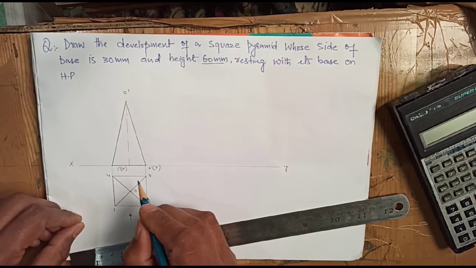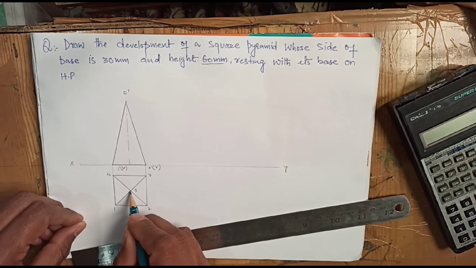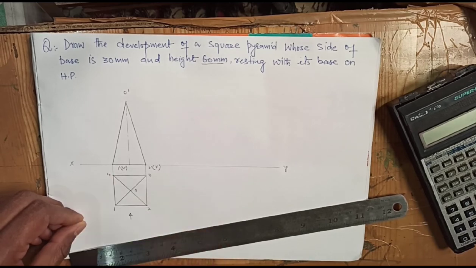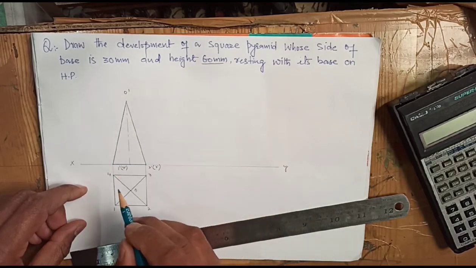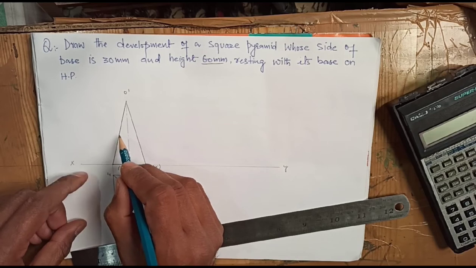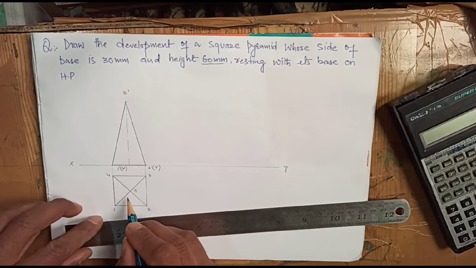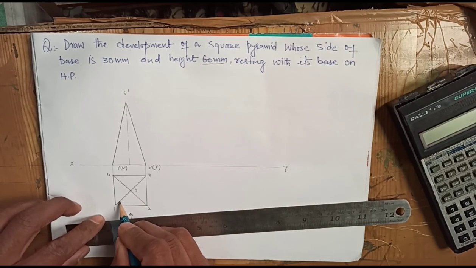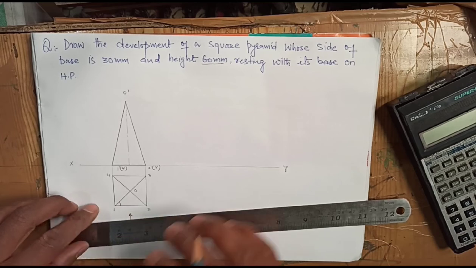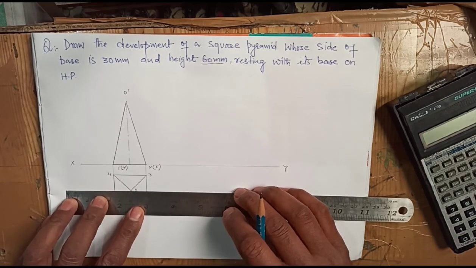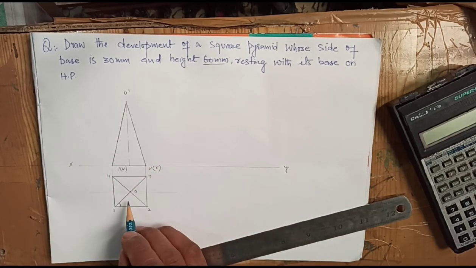But there is one more thing we have to keep in consideration: this slant edge is at an angle, so we cannot see it as a true length in the front view. We have to cancel the slant edge's inclination with the horizontal. How will we do that? We draw a light line here.